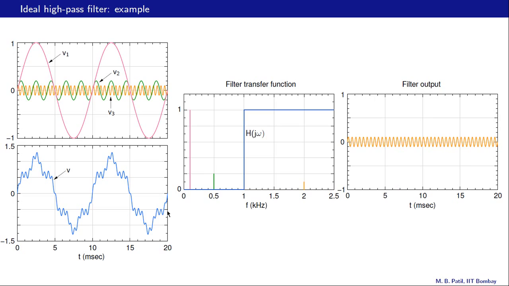If we pass the same V of t through a high pass filter now with this transfer function here, then only the high frequency component survives. These two get eliminated, and then at the output we have the voltage corresponding to this component, that is V3, as shown here.